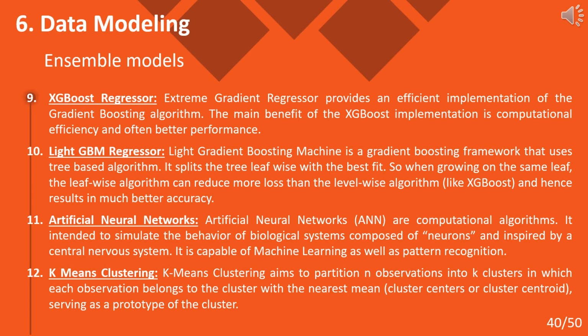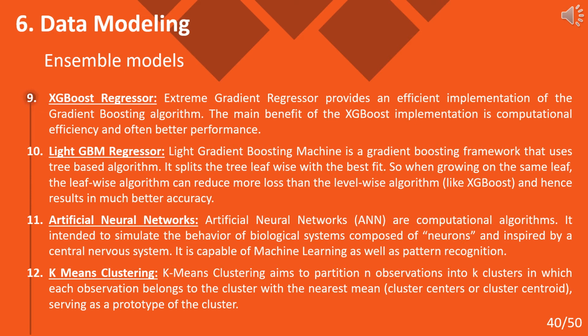Light GBM regressor. Light gradient boosting machine is a gradient boosting framework that uses a tree-based algorithm. It splits the tree leaf-wise with the best fit. So when growing on the same leaf, the leaf-wise algorithm can reduce more loss than the level-wise algorithm, like XGBoost, and hence results in much better accuracy.